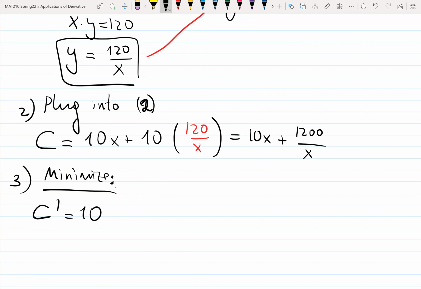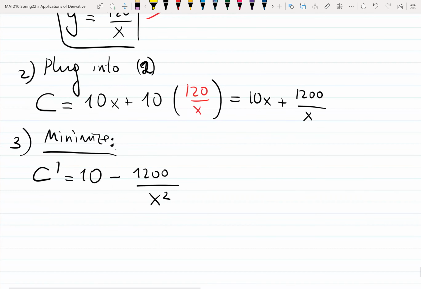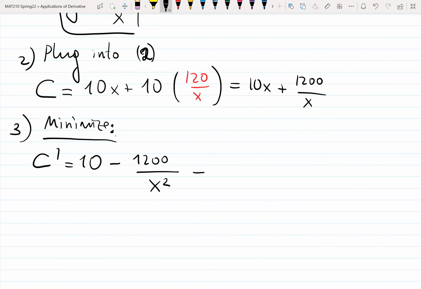10x gives you 10 minus 1200 over x squared. Check it if you don't remember. You can rewrite it as x to the minus 1. That is exam 1, if you remember, power rule. Create a common denominator. That will help you a lot. 10x squared minus 1200, and then I already said it so many times today in the review.